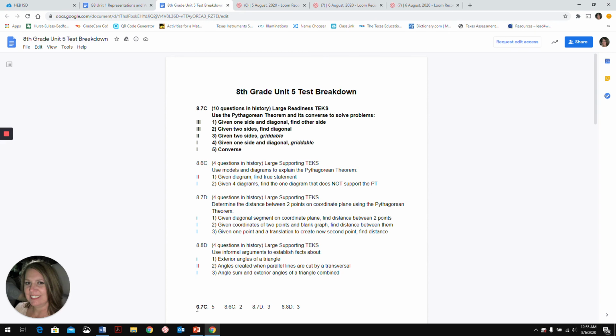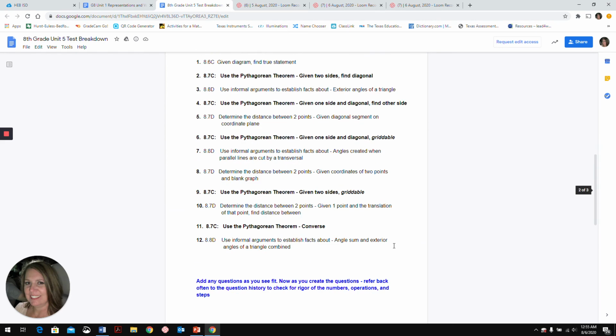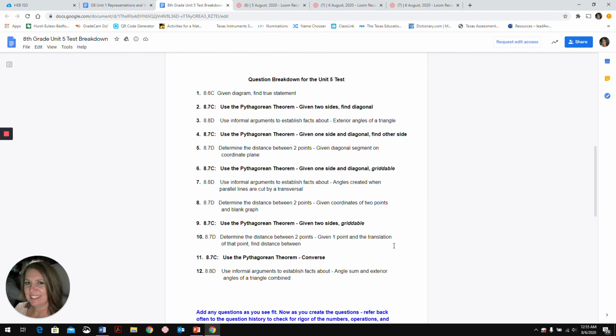So based on that, if we're going to write 5 questions over 8.7c, what should those 5 questions look like? And here is how we decided what questions to put on that unit assessment for Unit 5 in 8th grade. Now, I tell you all of this so that when you look at those assessment questions, you know that you can trust them.